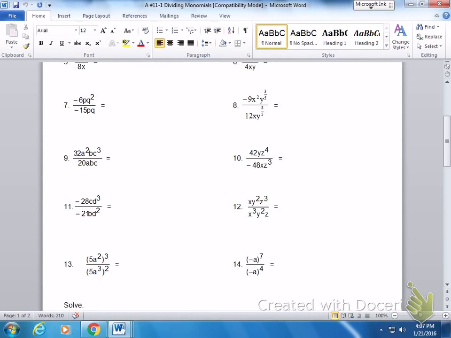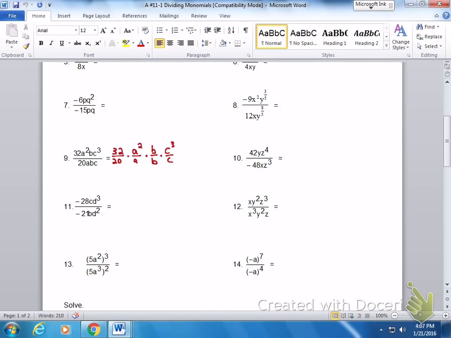So I want to start off by looking at number 9. It looks pretty complicated, but it's not that bad if we split it up and take it piece by piece. So I'm going to take out my numbers, 32, and divide it by 20. I'm going to take out my a's. That's a squared over a. I'm going to take out my b's, b over b, and then my c's, c cubed over c. So now it's split up into 4 problems that are not near as bad as the whole problem together.